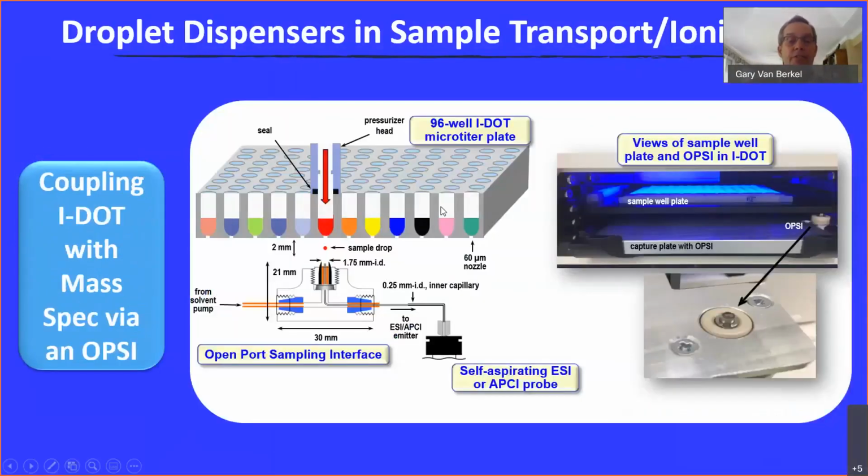So this is that microtiter plate in the IDOT system, a pneumatically injected droplet from a small hole in each of the wells is directed into one of these open port interfaces that's connected to the mass spectrometer. And here you can see that sample well plate. And instead of a capture plate where you can deposit the material wherever you want, we have this open port that we're directing underneath the well where we want to sample.